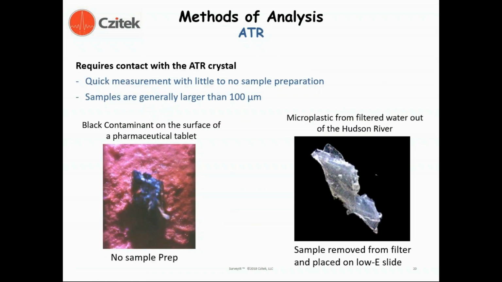So these are some samples that can be measured with ATR. On the left-hand side is a contaminant on the surface of a pharmaceutical, which is observed through the diamond ATR crystal. In this case, we were able to selectively measure that. On the right-hand side is a microplastic from filtered water from the Hudson River. This was moved and transferred to a Lowy glass slide and measured in ATR mode. These samples in ATR are generally larger than 100 micrometers in dimension.